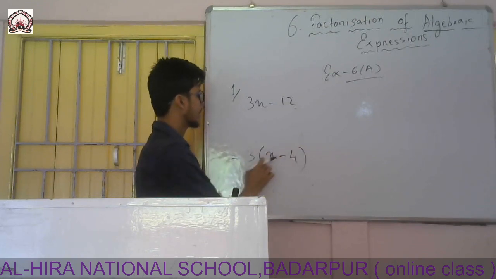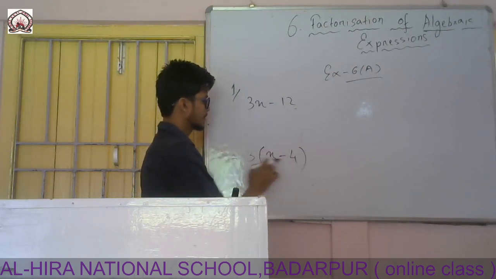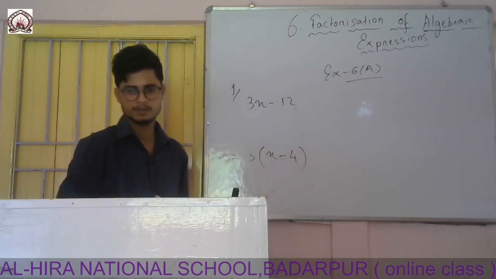Again, if I multiply back, I will get 3 into x is 3x, then minus, 3 4s are 12.